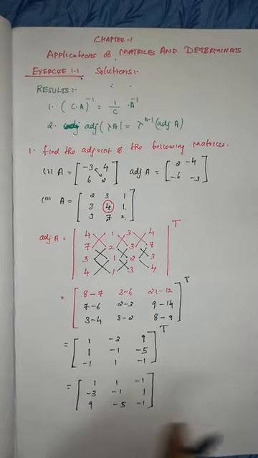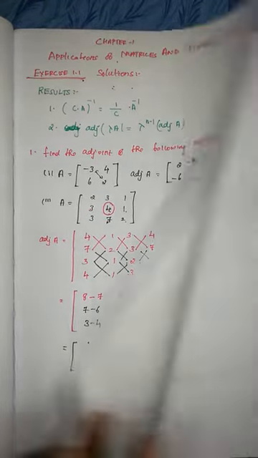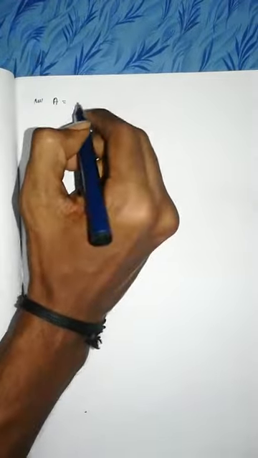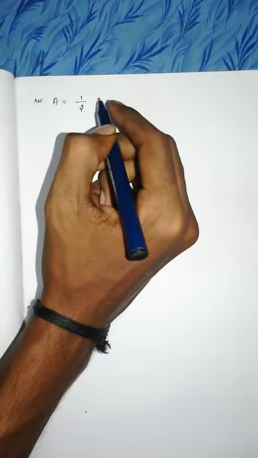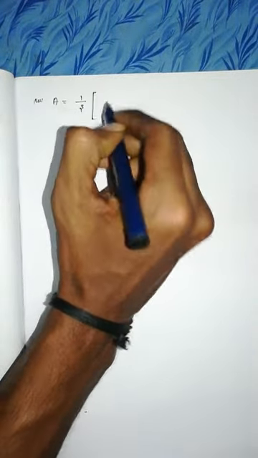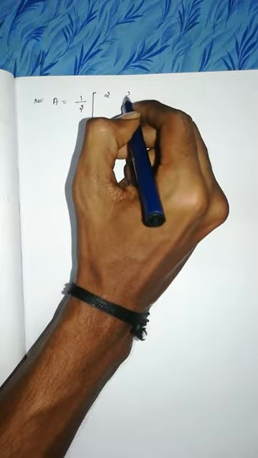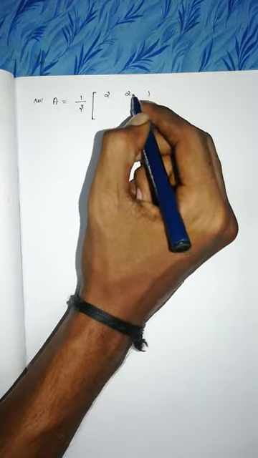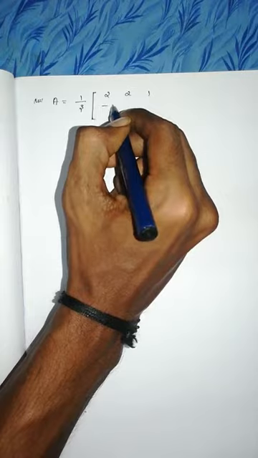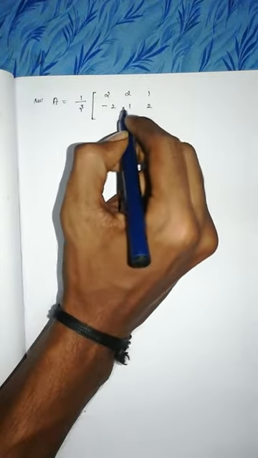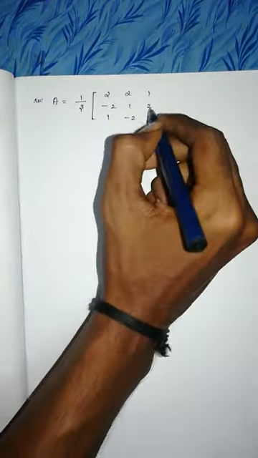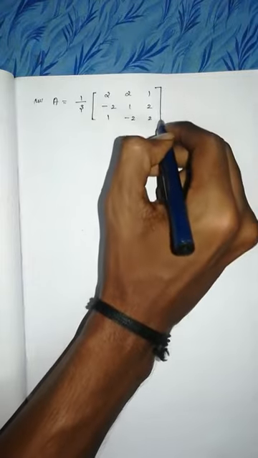Very easy. I'm going to the next problem, the third problem, which is A is equal to 1 by 3 times the matrix 2 2 1, minus 2 1 2, 1 minus 2 and 2. We need to find the adjoint of A.